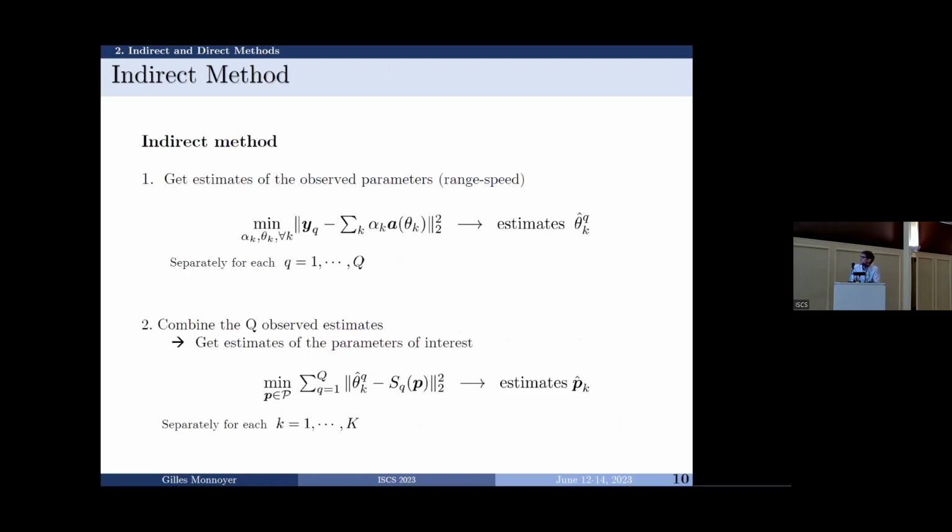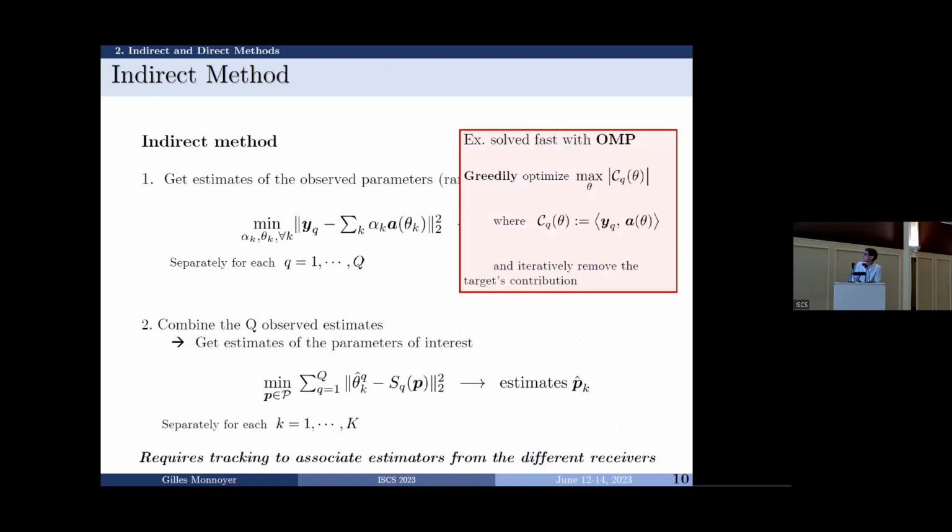So basically, the indirect method is a two-step one. First we estimate theta, and then we gather them to correct the estimate of p. This is something I explained a few slides before. And more precisely, to perform the first estimation of theta, since the main goal of this talk is to perform the estimation in a fast manner, we'll focus on OMP, which is known to be very fast.